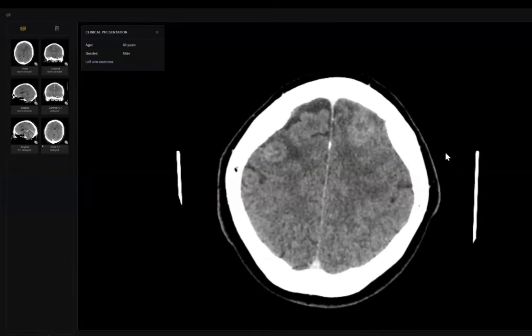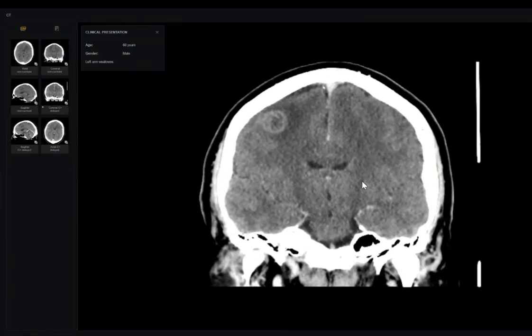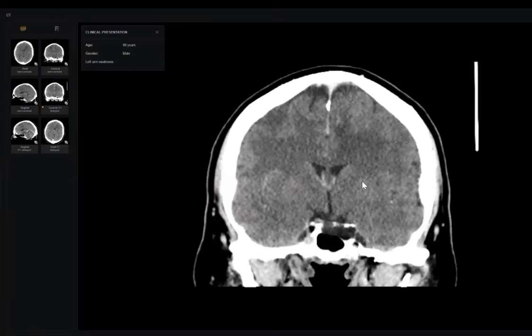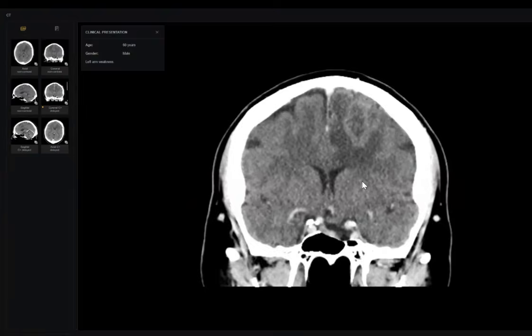Are you sure it is thin and smooth? No, sir. Thick, irregular. Yes, thick irregular enhancement is noted. I will scroll through all the images to look for other lesions. There are coronal and also sagittal images. Enough. Coronal is more than enough.